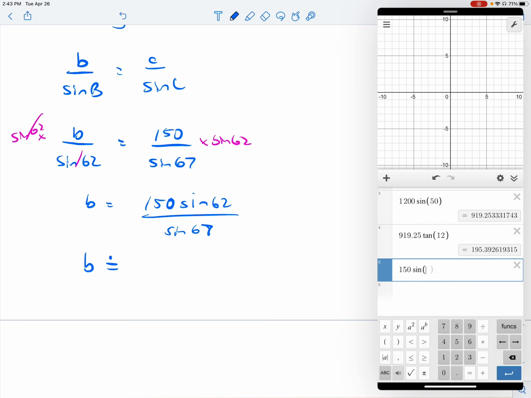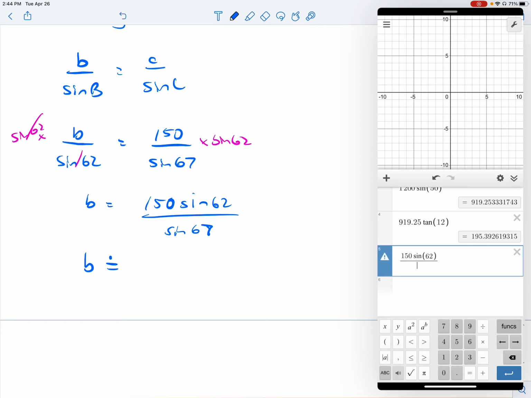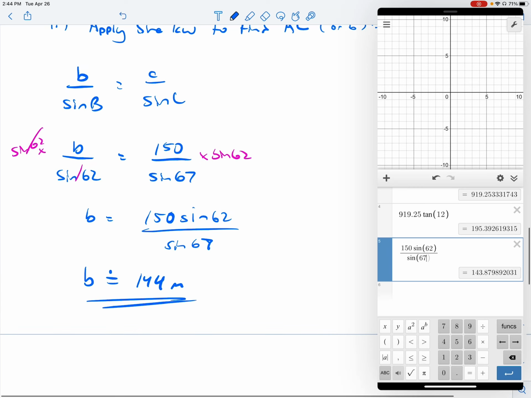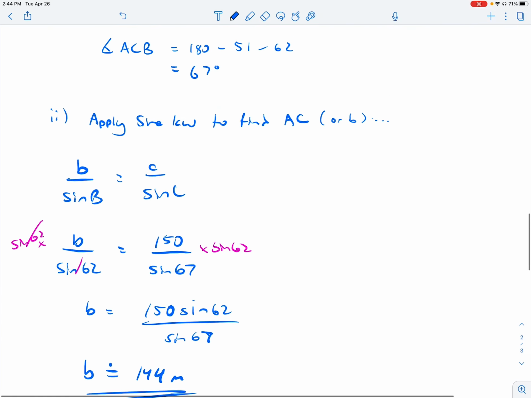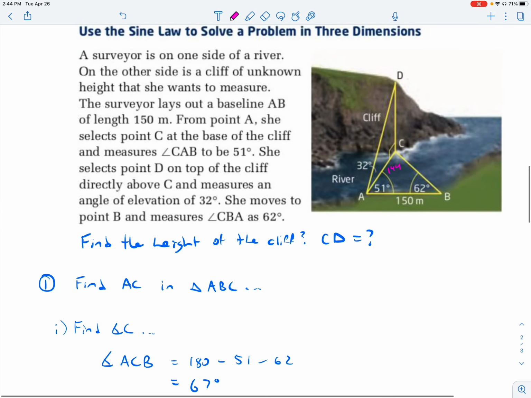So 150 times sine of 62, take all that and divide it by sine of 67. That's 143.87, so we're just going to round up to 144. Okay, that's great. We now have this piece of information here: AC is 144.